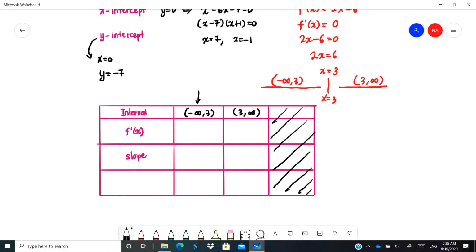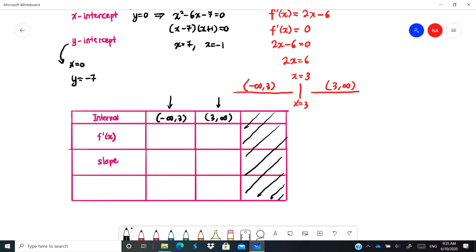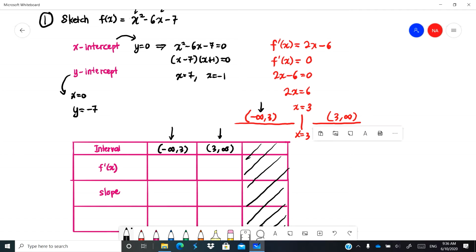For the first interval, what is a number between negative infinity up to 3? There are so many numbers, so we can choose any number, but don't choose the boundary point, which is 3. In this case, maybe you choose 0, which is easy. We substitute 0 into f prime of x, because we're going to check f prime x. So we substitute x with 0, and we get negative 6, a negative number.